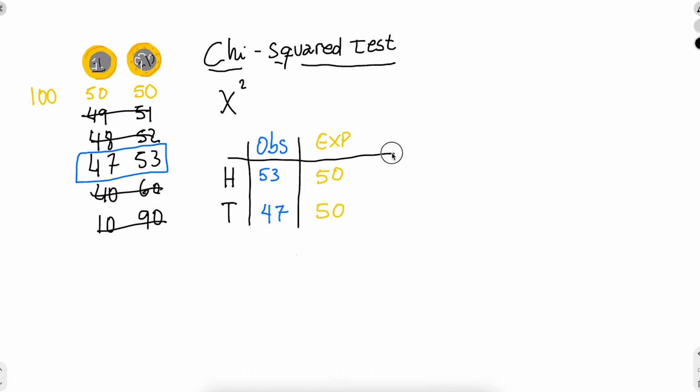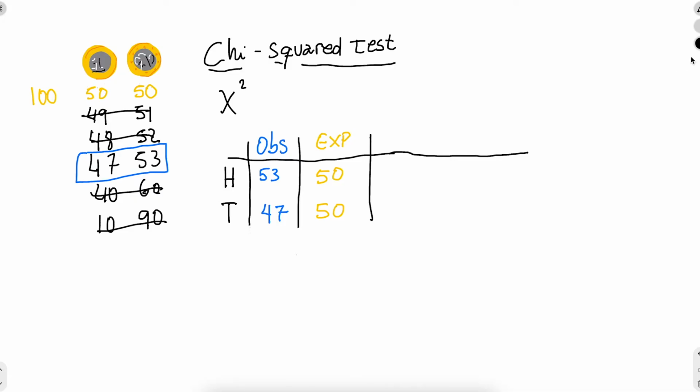Now, what we are going to do is compare the difference between what you expected and what you observed. So here, you're going to do observed minus expected. So 53 minus 50, that's 3. And 47 minus 50, that's negative 3.